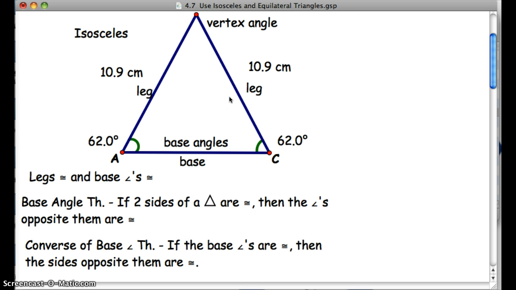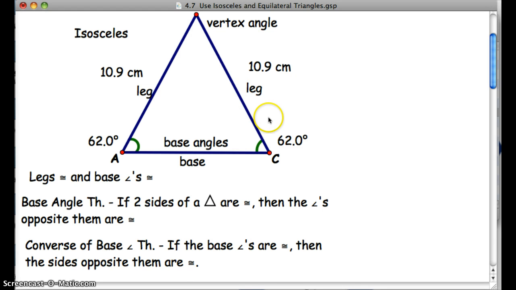So those are two more theorems that hopefully you took from my lecture the other day, and that you'll add to the back of your vocabulary notebook so that you can commit them to memory. Base angle theorem: two sides of a triangle are congruent, and the two angles opposite of them are congruent. The converse of the base angle theorem says if the base angles are congruent, then the sides opposite of them are congruent as well.